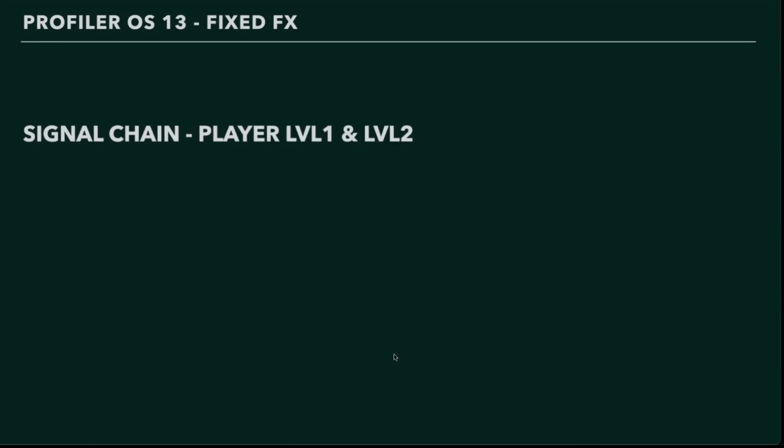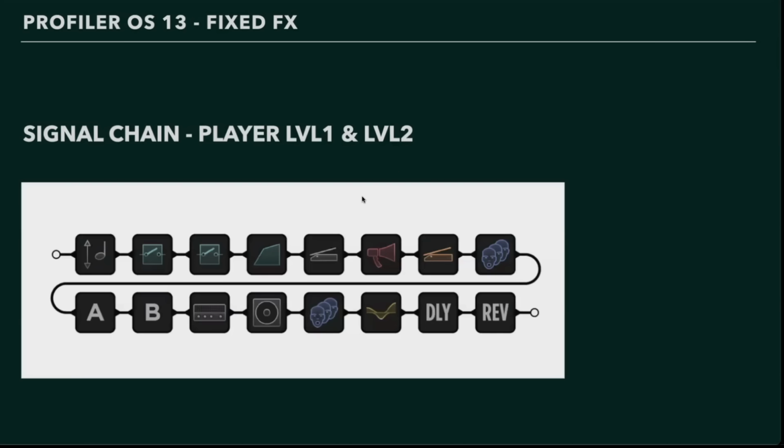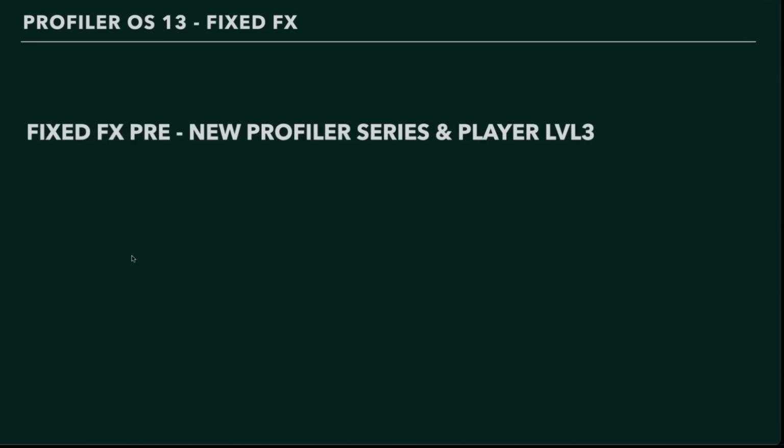So let's take a look at the Profiler player level 1 and level 2. We have the same amount of fixed effects in front of module A, and we also have 2 fixed effects before the delay module, but we don't have the modules C and D, and we don't have X and mod. So here are a little bit fewer flexible effect modules. So the fixed effects pre, I call that the fixed effects pre because they are in front of the stack, or pre-stack, or pre-module A.